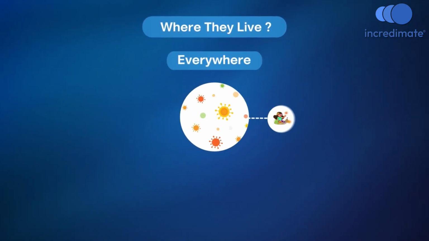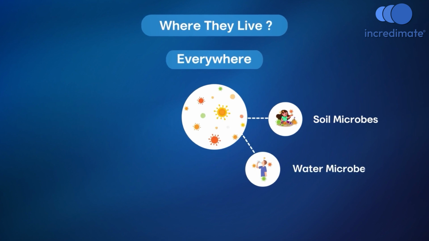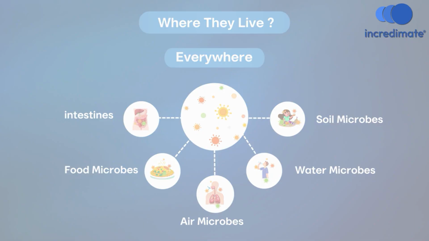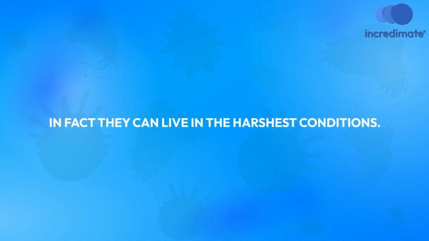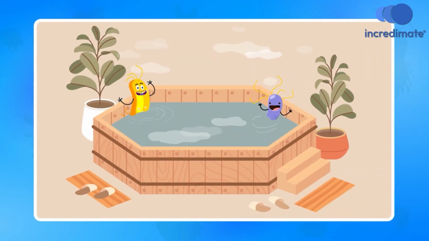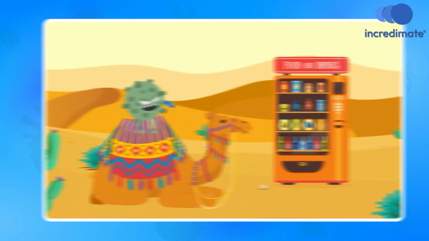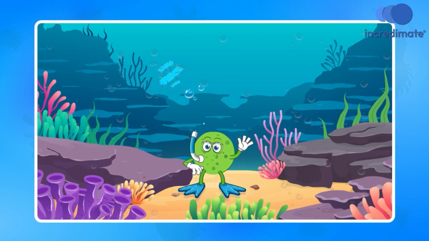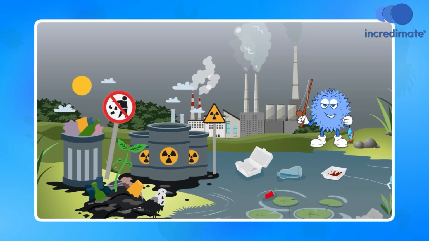Everywhere. They are present in the soil we play in, the water we drink, the air we breathe, the food we eat, and inside us too. In fact, they can live in the harshest conditions. They can live in cold mountains filled with snow. You can even find them in hot springs with high temperatures. They can also survive in deserts with harsh conditions. You'll be surprised to find them in deep oceans as well as areas with very harsh chemical conditions.